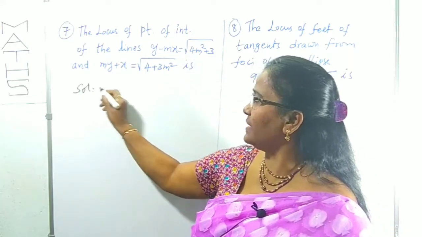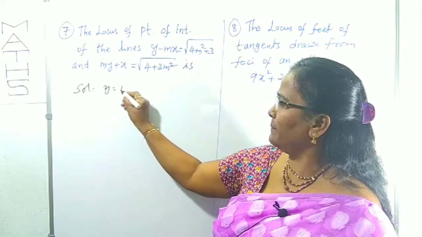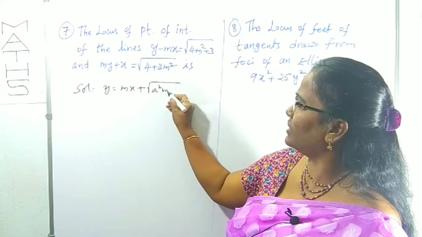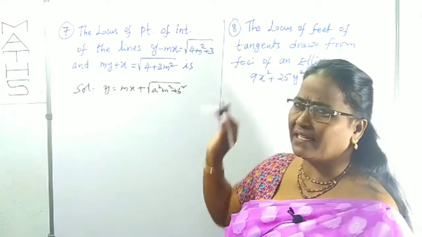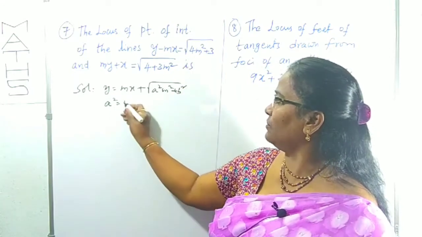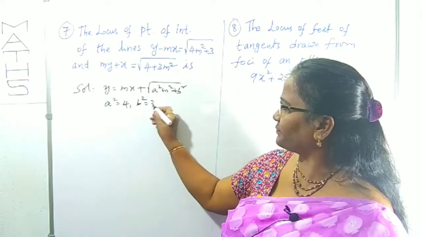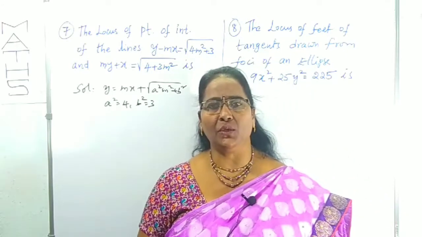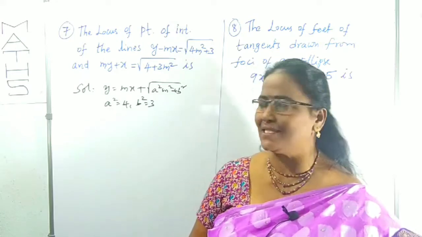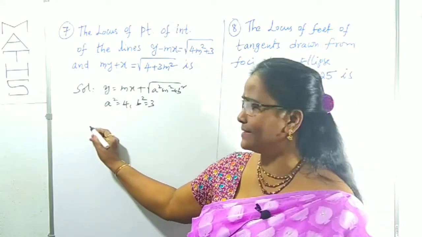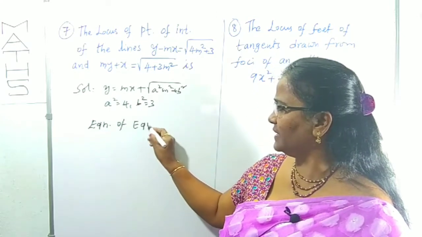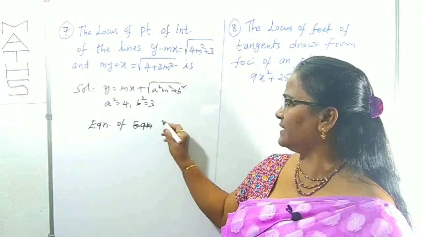So for that, it is compared with y equals mx plus root over a square m square plus b square. We can compare one equation; that is enough. Now what is a square here? a square is 4, b square is 3. You know, refer to that point: the locus of points of intersection of perpendicular tangents represents a director circle. That is what it is indirectly asking. Therefore, what is the equation of the director circle?